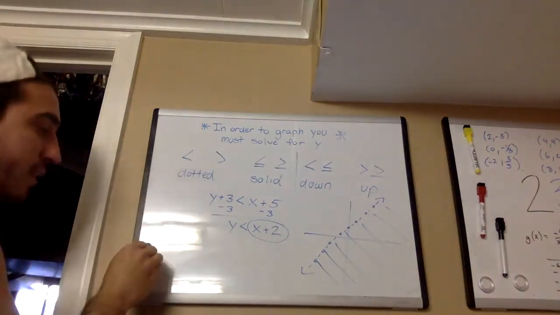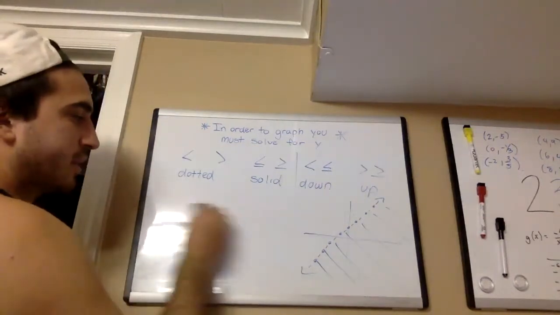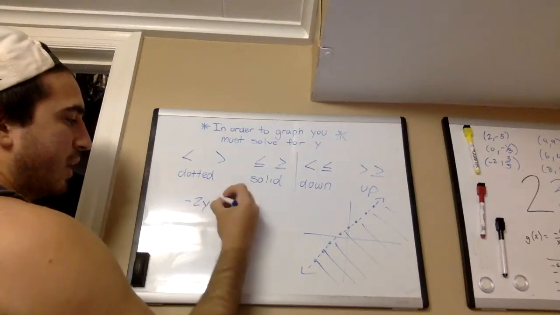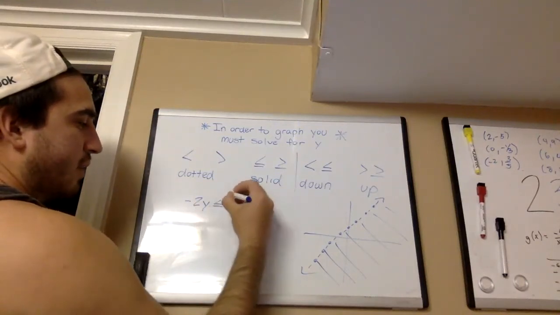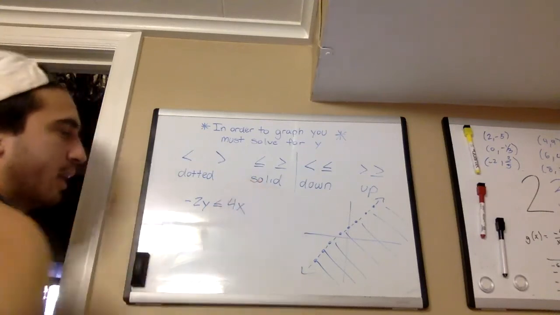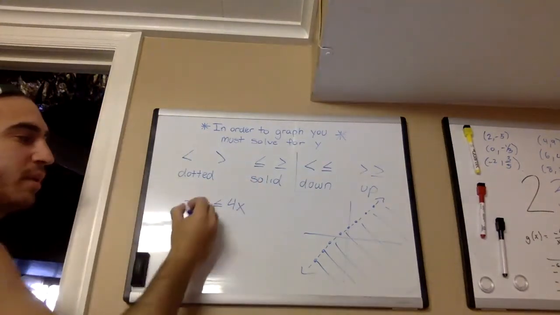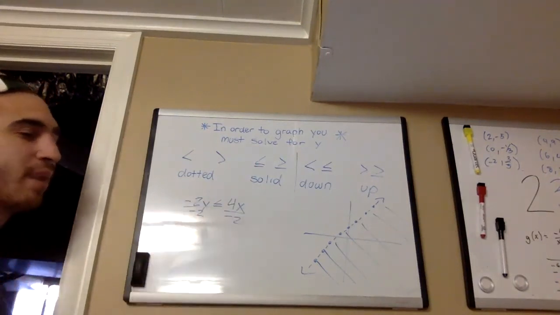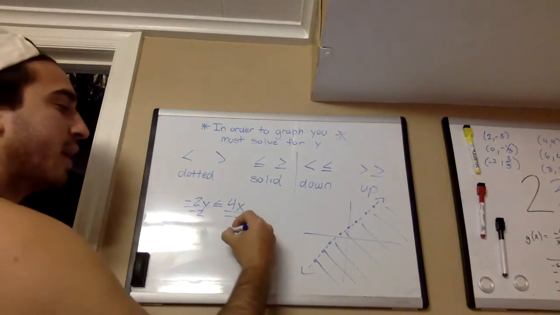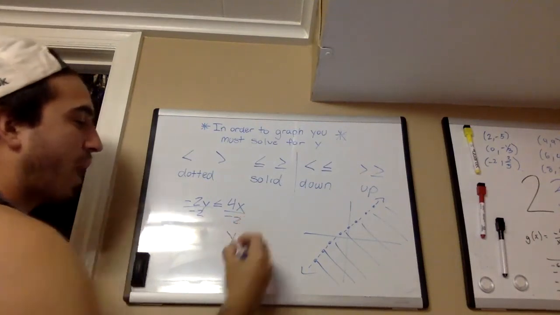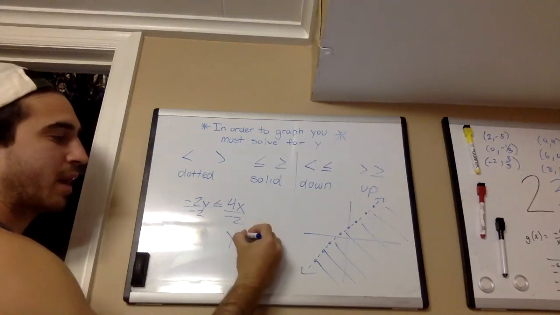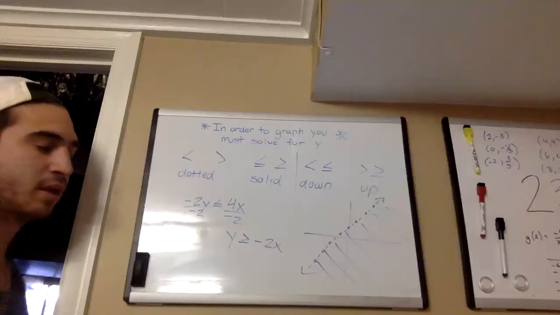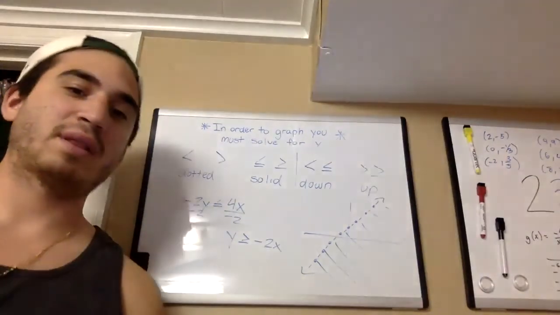One more thing we have to go over very quickly to make sure you understand: let's say we had negative 2y is less than or equal to 4x. In order to solve this, we must divide by -2 on both sides. Because we are dividing by a negative number, the sign is going to flip. Instead of saying y is less than or equal to, it's going to say y is greater than or equal to -2x. So remember, when you divide by a negative, the sign does flip.